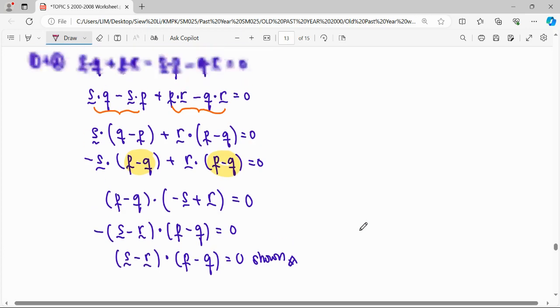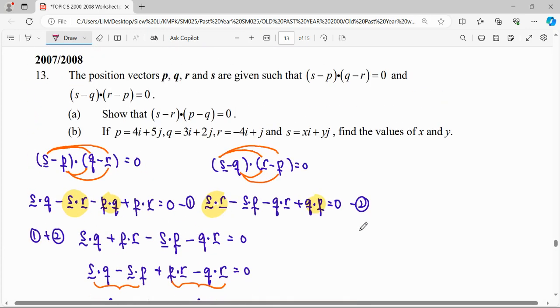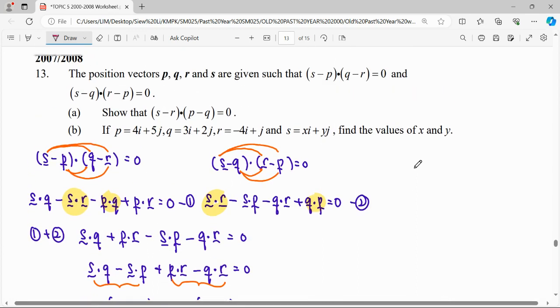Then we proceed to the next question, where the vectors P, Q, R, S are given. Find the value of x and y. So we have two unknowns to be found. So we substitute into the equations here.